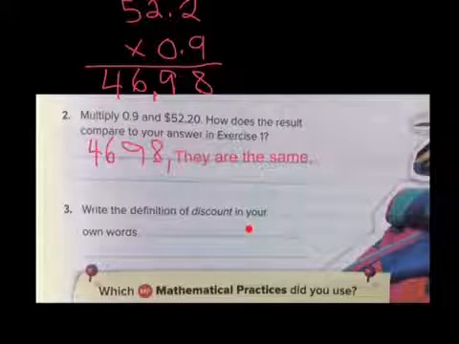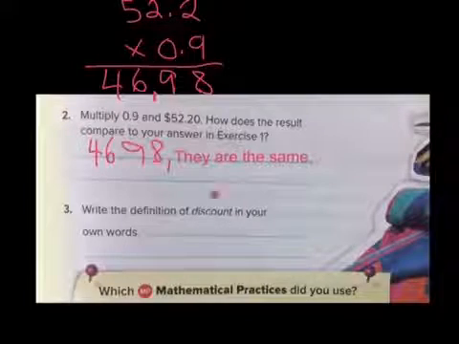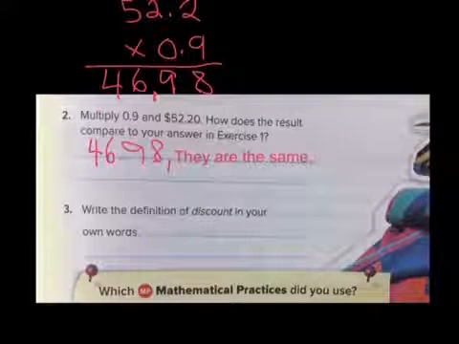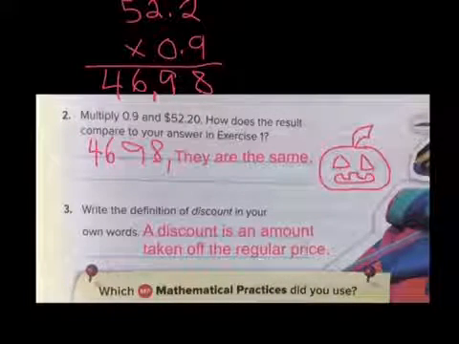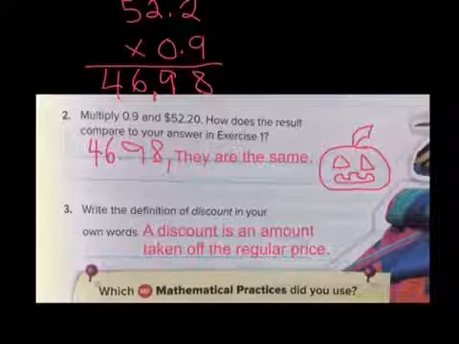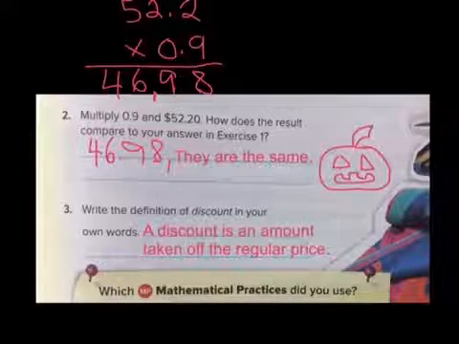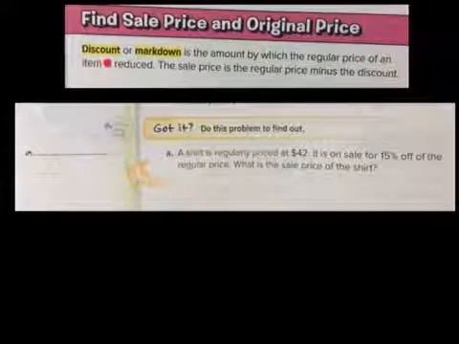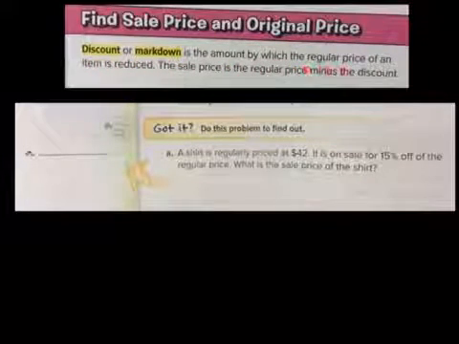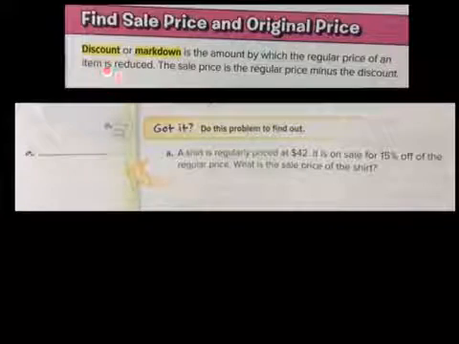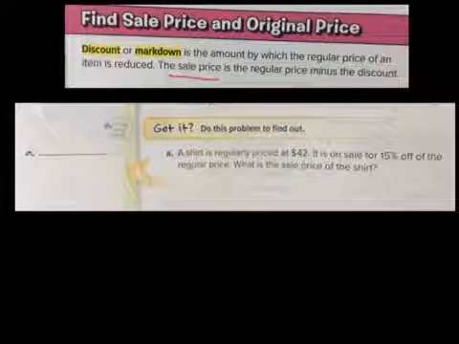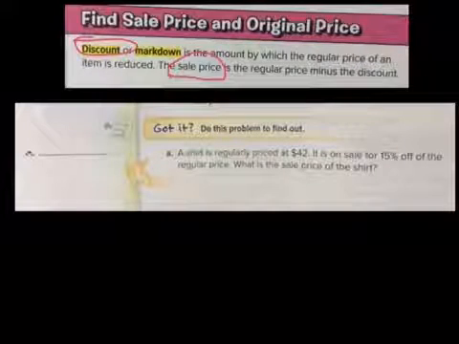Now, write the definition of discount in your own words. What do we know a discount is? Well, I said in the beginning that a discount is an amount that is taken off the regular price. So why don't we go ahead and write that down, and put your first key answer right there, a Halloween pumpkin, or what we call a jack-o'-lantern. Just to review, what is a discount? A discount or markdown is the amount by which the regular price of an item is reduced. How much is it gone down by? How much is it reduced? The sale price is the regular price minus the discount. The sale price is our new price after we take off the discount.